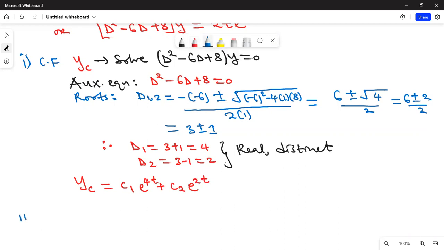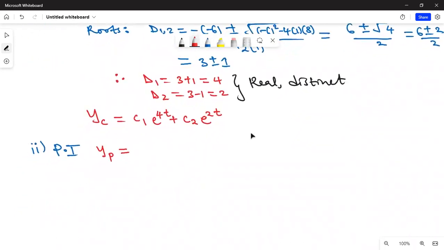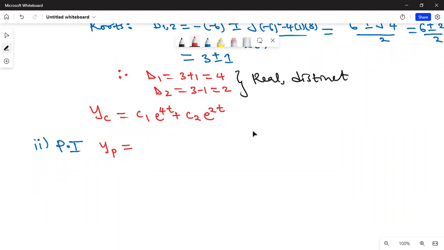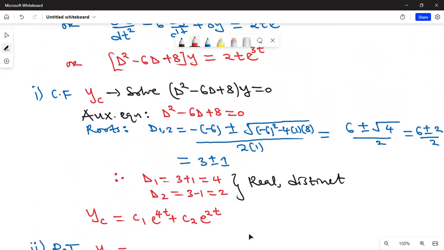Let's get the particular integral. So write particular integral. That is denoted by y subscript p. What is it equal to? You can use three methods. Either of those three methods: you could use inverse d operators, or the method of variation of parameters, or the method of undetermined coefficients. For my case, I want us to use the inverse differential operators.